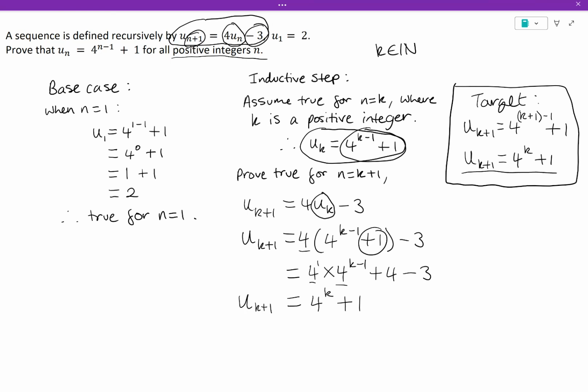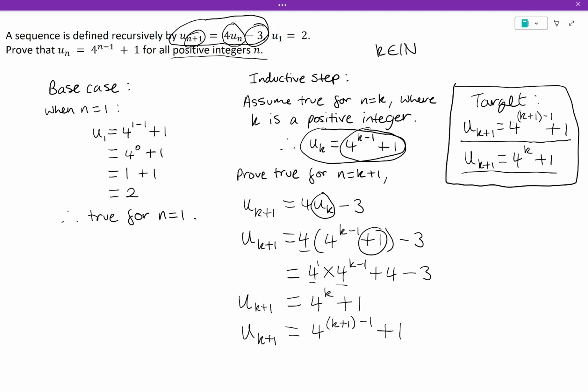So now I can rewrite this as the top line of my target statement, where it clearly shows that the n's have been replaced with k plus 1s. So I'm now going to write that in. It says u_{k+1} is equal to 4 to the power of, in brackets, k plus 1, then subtract 1, plus 1. So we've now successfully finished the hardest part of the proof.